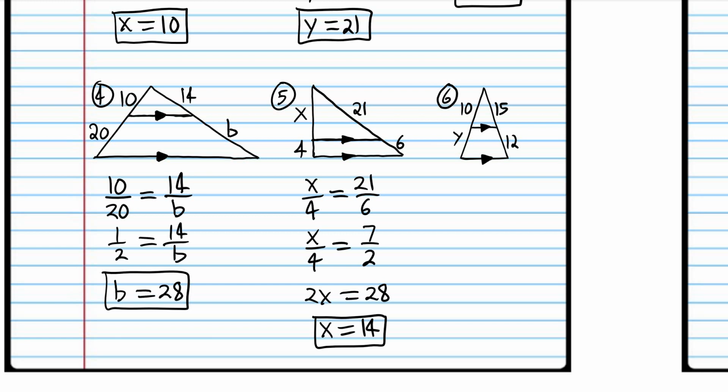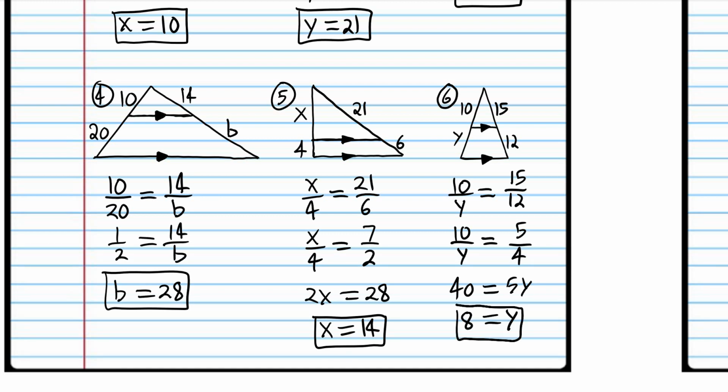All right, we're back. 10 over y is equal to 15 over 12. We can go ahead and reduce 15 over 12 so the numbers are easier. Divide both sides by 3, and we get 5 over 4. Cross multiply, we get 40 is equal to 5y. Divide both sides by 5, and we get y is equal to 8. So if you got 8, good job.